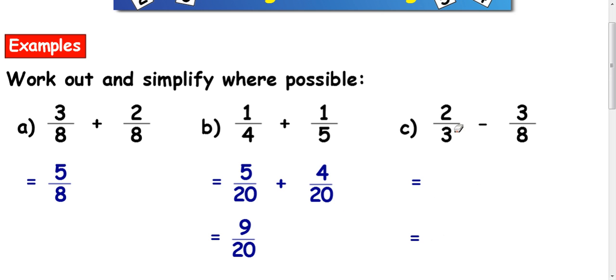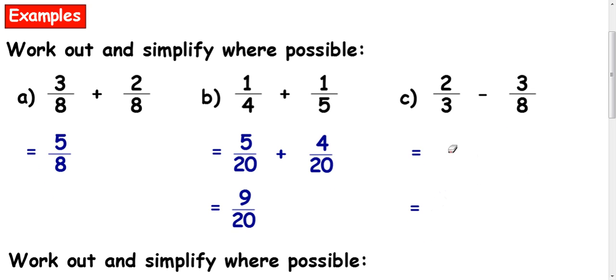Okay, let's look at this last one in the top here. 2/3 take away 3/8. So the lowest common multiple of 3 and 8 will give you your common denominator, and 3 and 8 both divide into 24. So you're looking for 24ths. Notice there's a takeaway here as well.